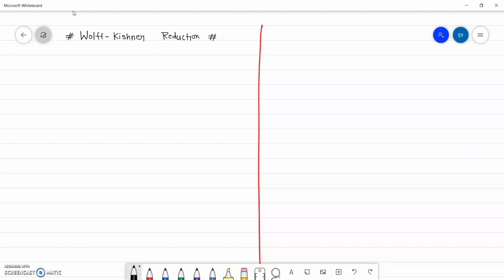So what is a Wolff-Kishner reduction? See, it involves reduction. It involves reduction of carbonyl groups of aldehyde and ketones into मिथिलीन.